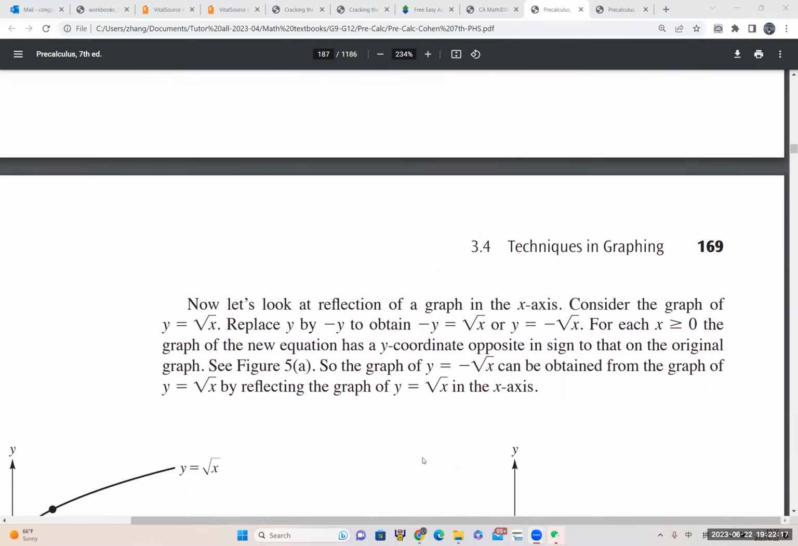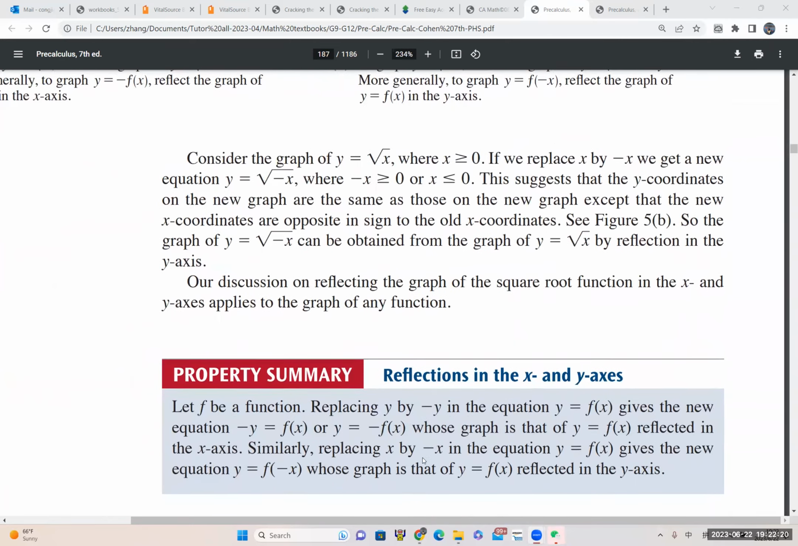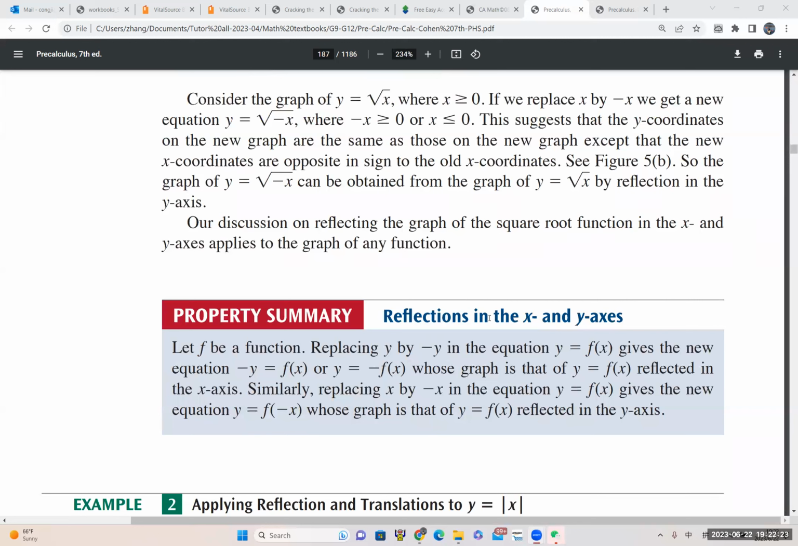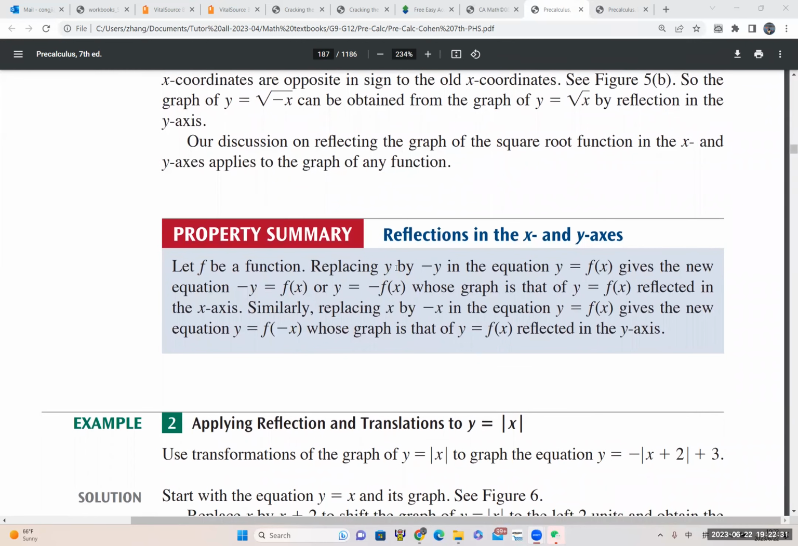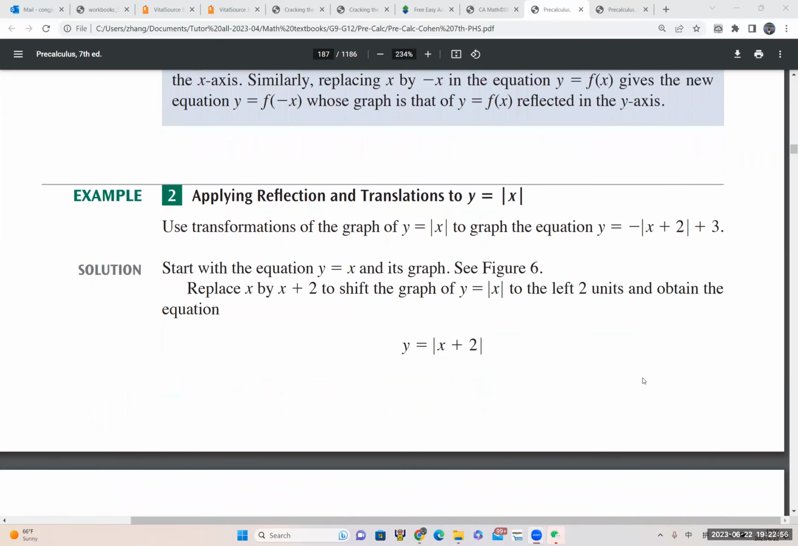Okay, then here we talk about reflection. So, summary: what does reflection about x and y mean, right? Yeah, here already highlighted. If we replace y by negative y, it means reflection about the x-axis, right? If replacing x by negative x, then it's reflected in the y-axis.